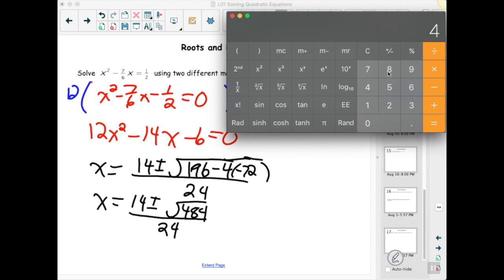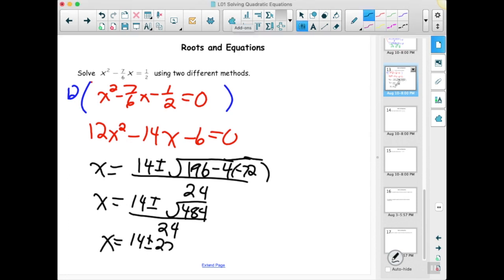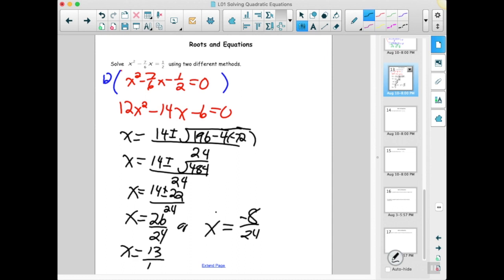Clear. 484. Take its square root, and we get 22. Well, how do you like that? So now x is 14 plus or minus 22, all divided by 24. Extend the page. And now we're going to get x is equal to 26 over 24, or x is equal to negative 8 over 24. So x is equal to 13 over 12, or x is equal to negative 1/3.